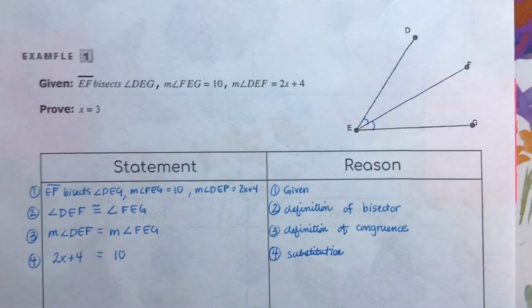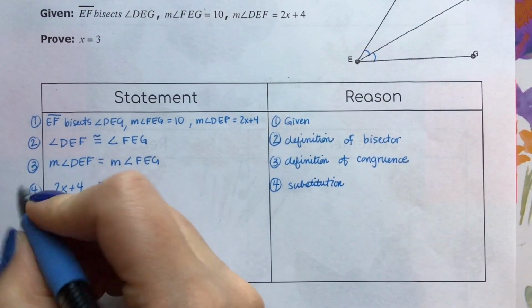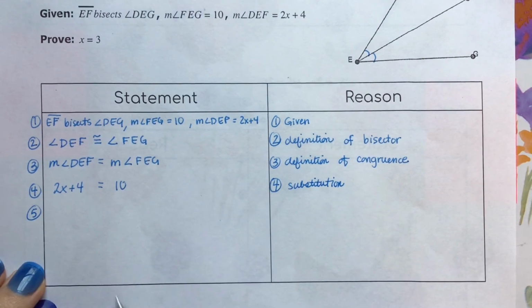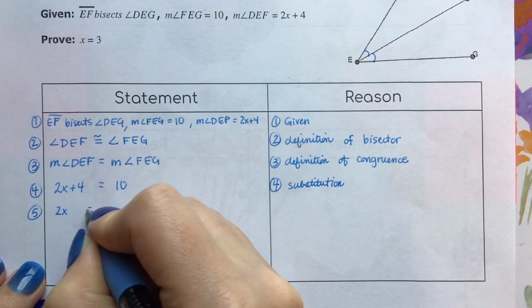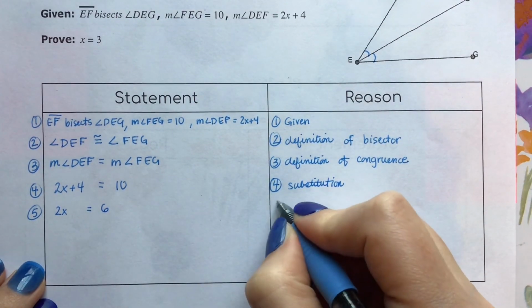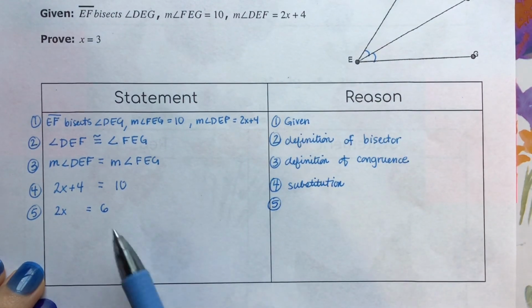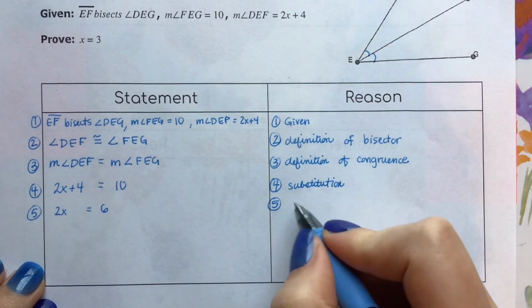Okay, now we're to the part where it might be a little bit easier. Let's start solving this. So to isolate the variable, I'm going to subtract 4 from either side, and that gets me 2x is equal to 6. So when I subtracted 4 from either side, that's something called the subtraction property of equality.